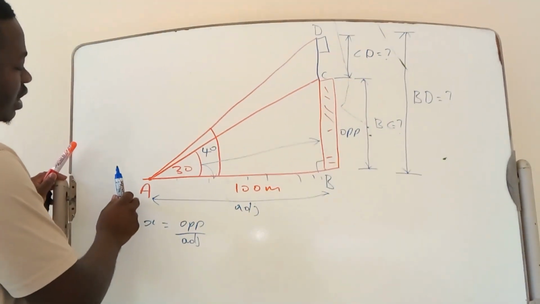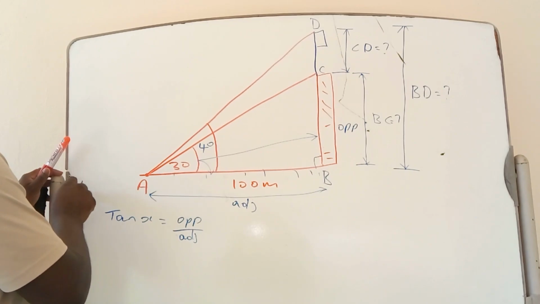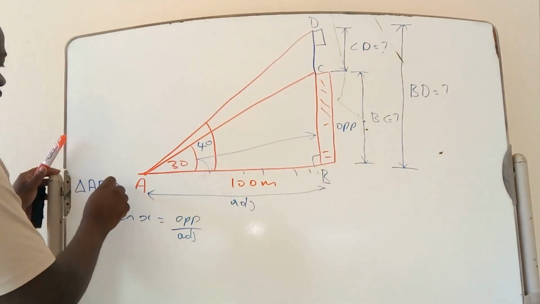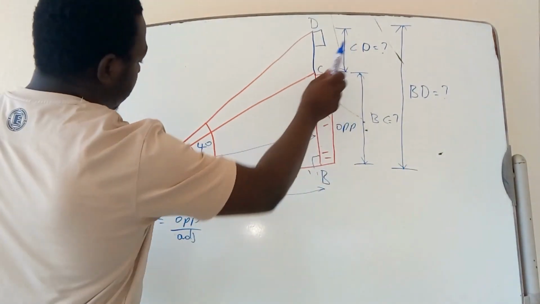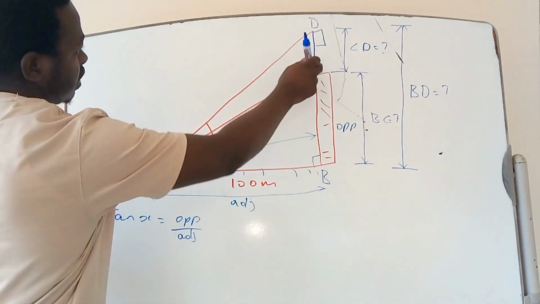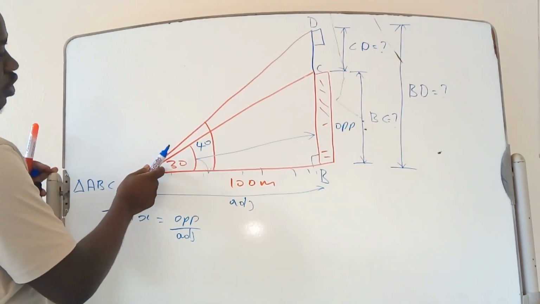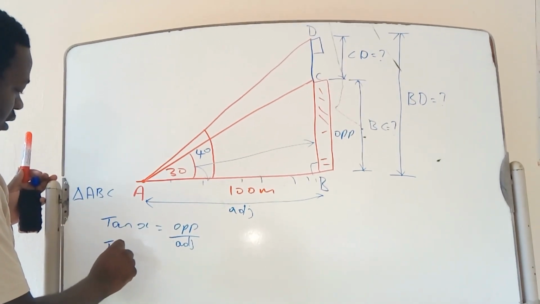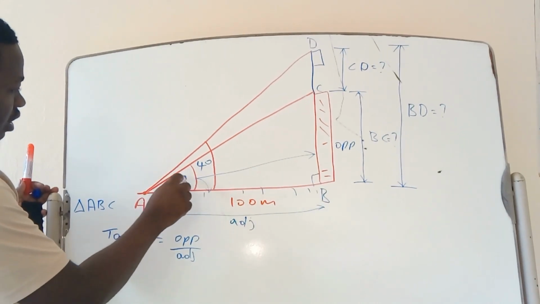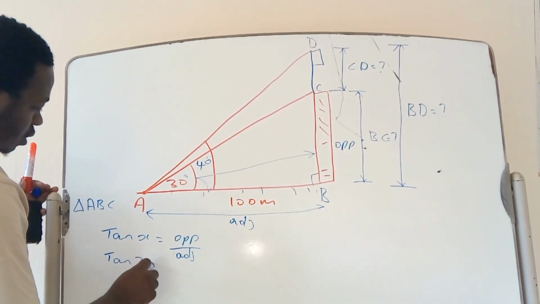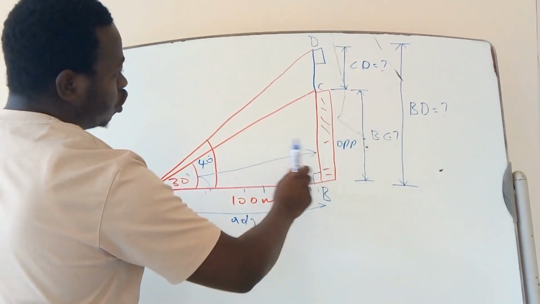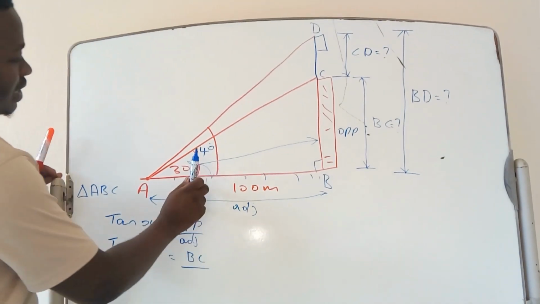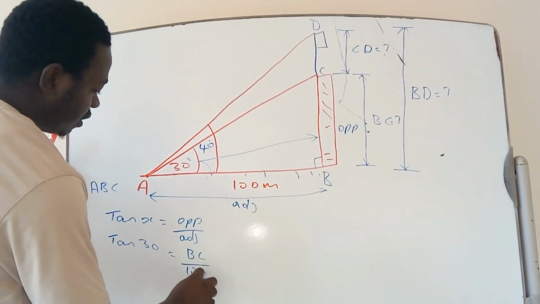So we are taking into consideration the triangle A, B, C. When you want to find BC, you have to think about the triangle A, B, C, because that's where the 30 degrees falls. So if you are considering triangle ABC, we know that tan of 30 degrees, which is this angle here, is equal to the opposite length, which we don't know, which we call BC, all over the adjacent length, which is 100 meters here.